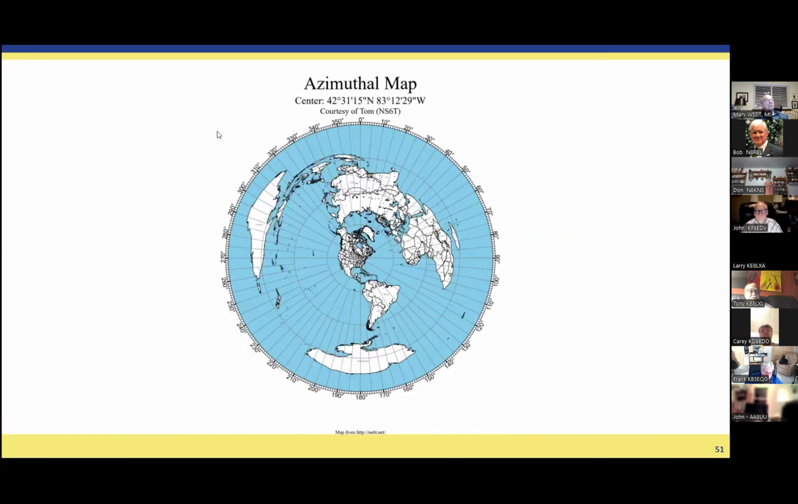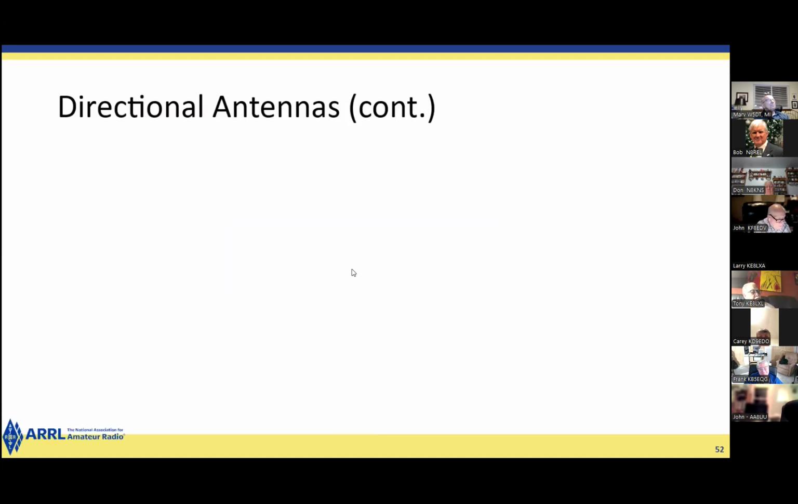Here's an azimuthal map. It's centered, believe it or not, on my house. Can you see that down in there? Directional antennas.